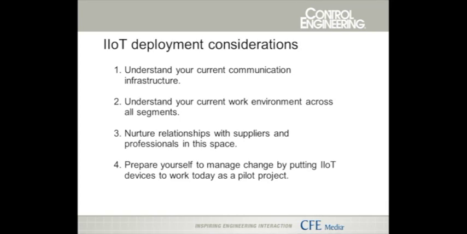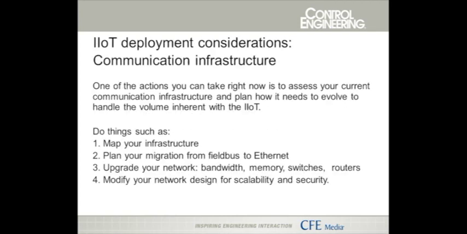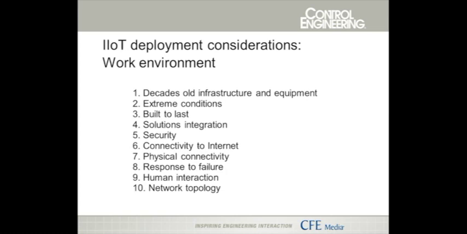I'm now going to touch upon the Internet, the industrial Internet, and some deployment considerations. Those are highlighted here. It's infrastructure, environment, relationships, and getting started. In regards to your communication infrastructure, it's important that you map that infrastructure, that you plan your migration from field bus to Ethernet to wireless, or including wireless, that you upgrade your network, its bandwidth, memory, switches, and routers. You modify your network design for scalability and security.